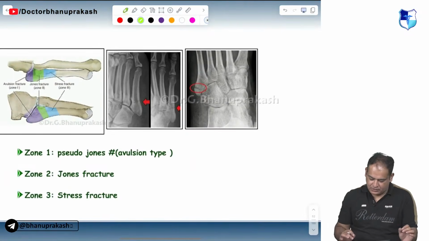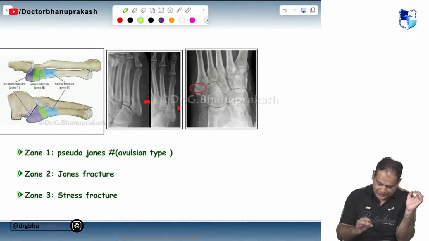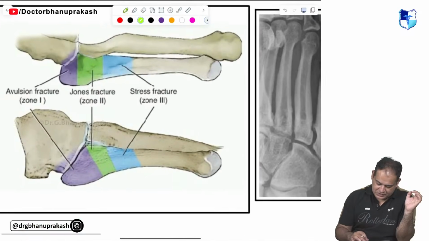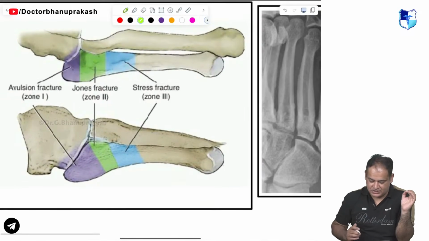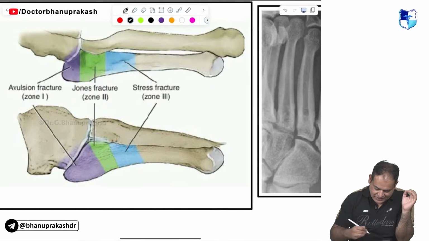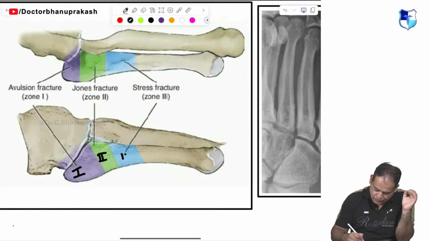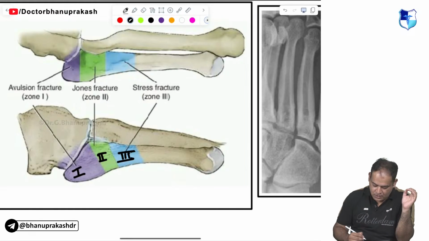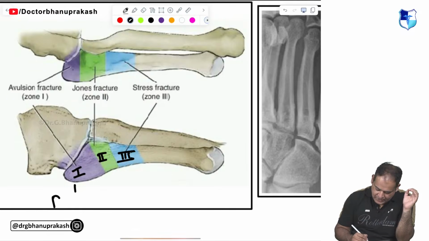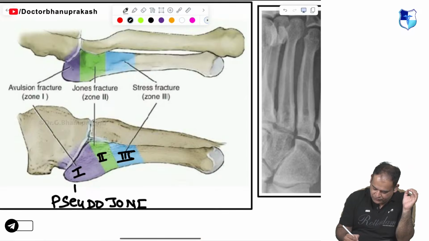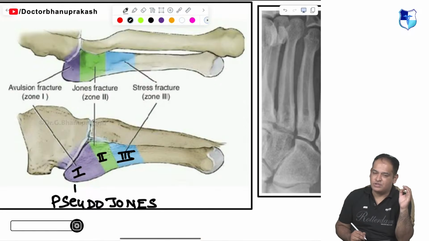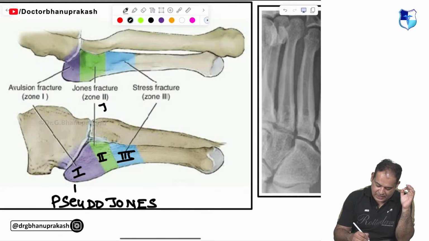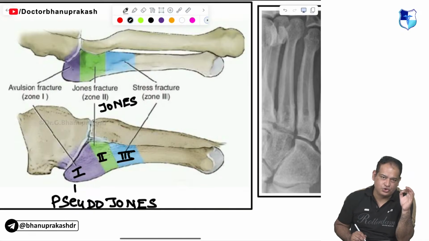Jackknife fracture. Now see here. Jones fracture at the metatarsal. Now, when you look at the metatarsals here, right? So metatarsal, they are divided into three zones. So zone 1, it will have pseudo Jones fracture. Question क्या आता है? Jones fracture कहाँ होगा? It will occur in the zone 2. Zone 2 will have Jones fracture.